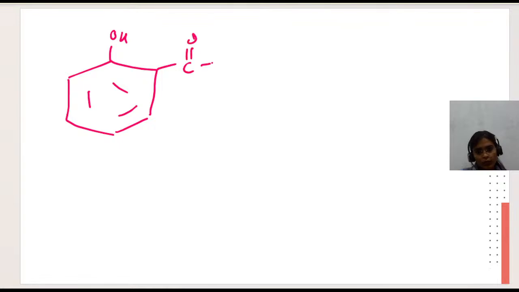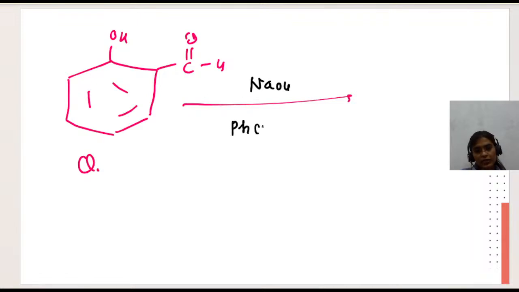Okay, this is Q. And now in this case, I'm using NaOH plus PhCH2Br. What am I going to do if I'm observing NaOH is there? What is the use of the NaOH here? Try to understand the organic chemistry. It's not that easy for you. What is NaOH? It's a base.